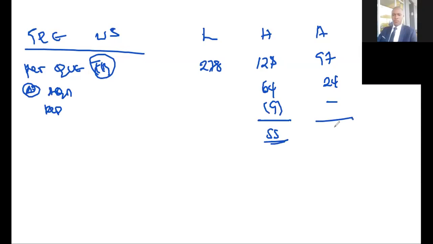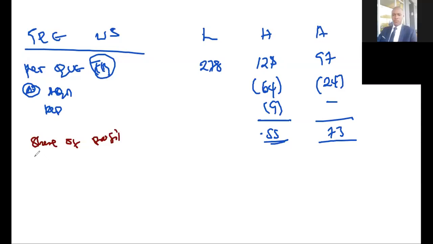97 plus 24 is 121. No, it's subtracting: 97 minus 24, we're getting the difference here, which is 73. We are going to get the group share of this, 80% of this. So we're going to have what we call share of profits.